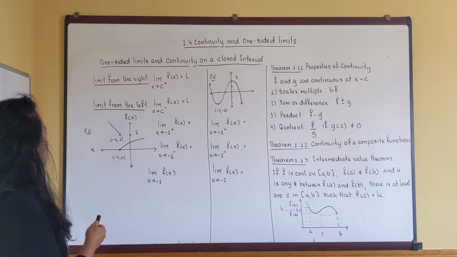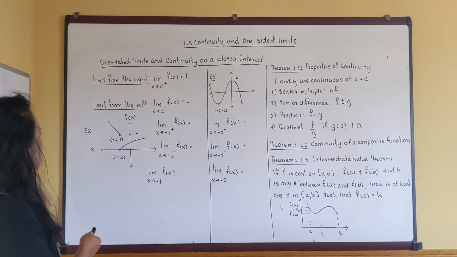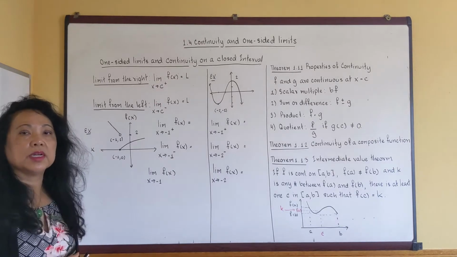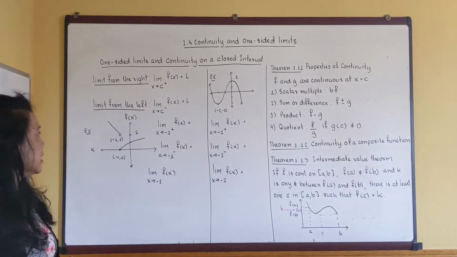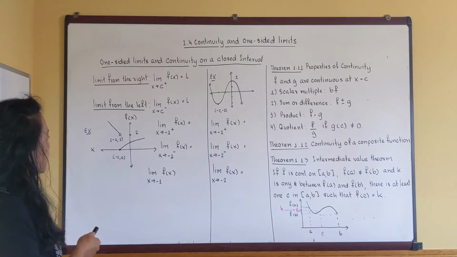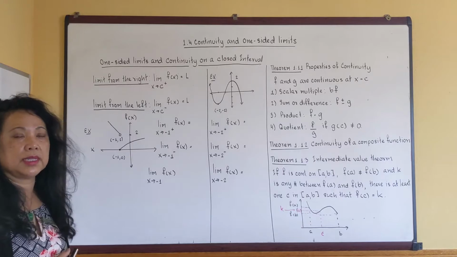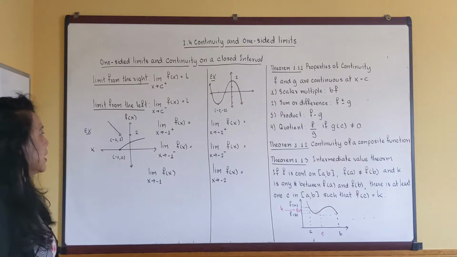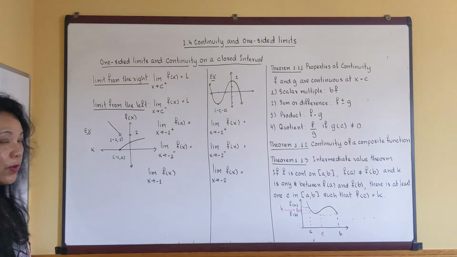So if the limit approaching a particular number from the right and from the left gives the same number, you say that the limit exists, which means the function is continuous. If you don't get the same number, then the limit does not exist. All right, let's look at our graph here.